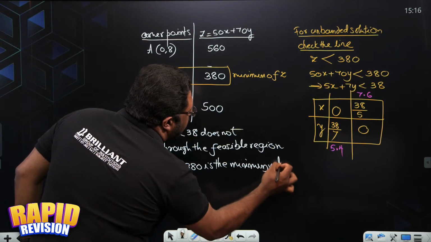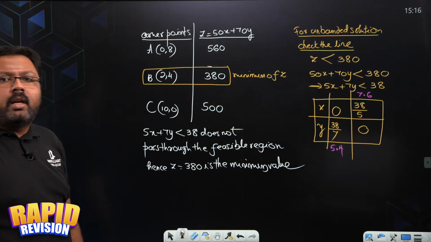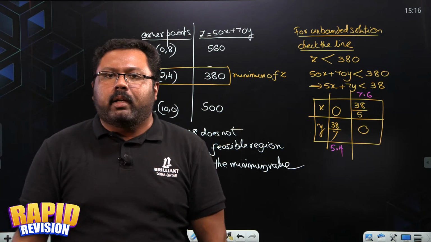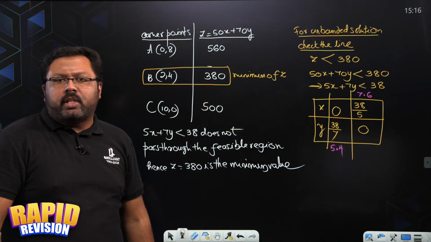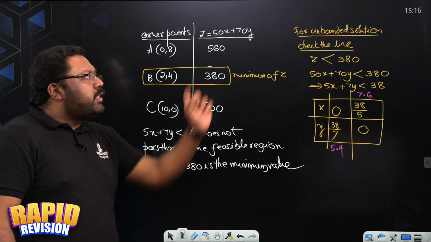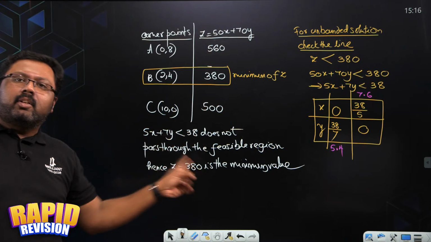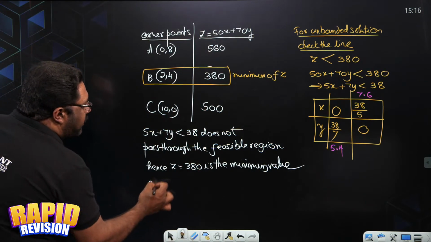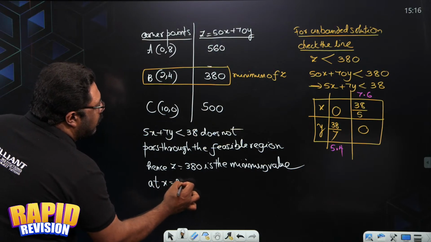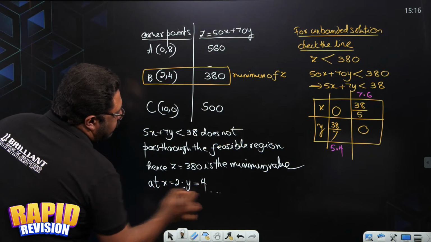So what is your conclusion? If you don't state this conclusion, out of 3 marks, you will lose 1 mark, 100%. So you have to show this conclusion for unbounded. That z less than 380, if it does not pass through the feasible region, you will say z is equal to 380 is the minimum value at x equal to 2, y equal to 4.